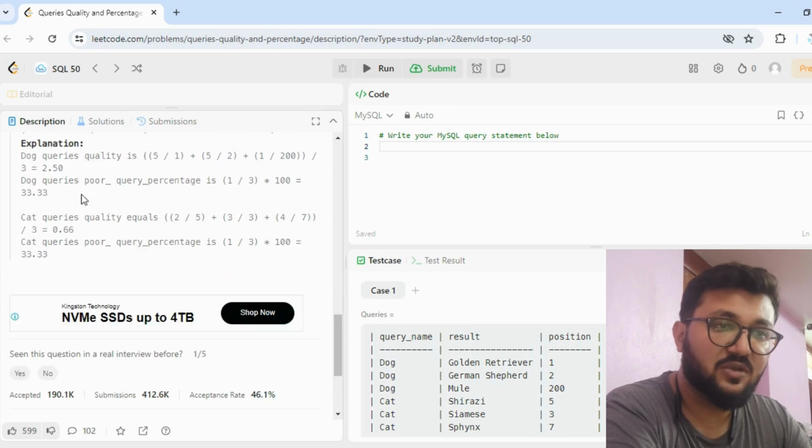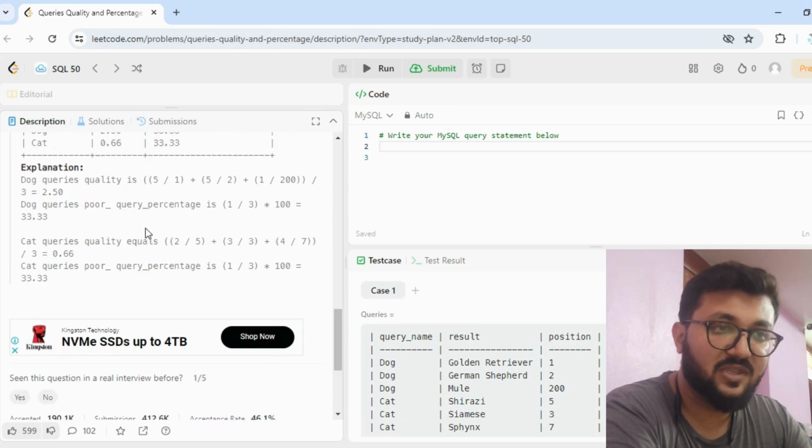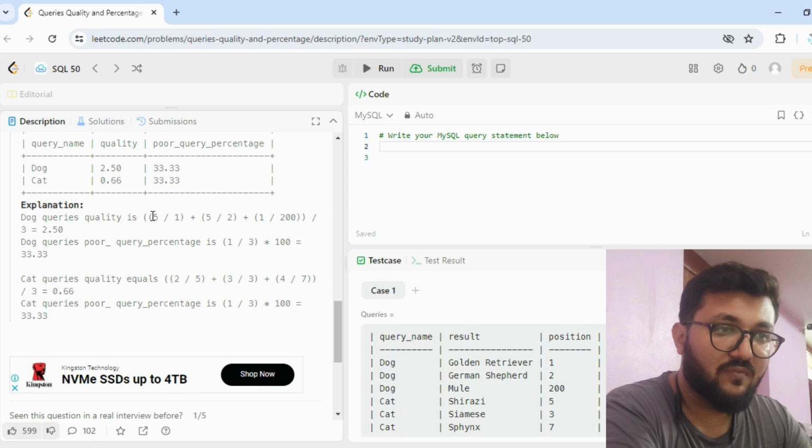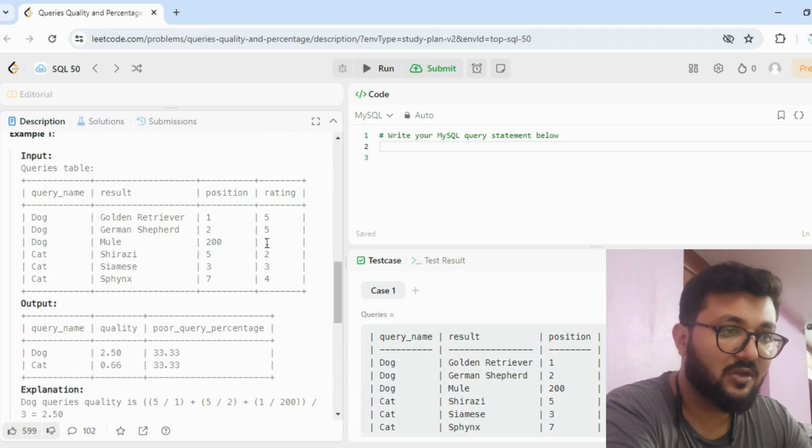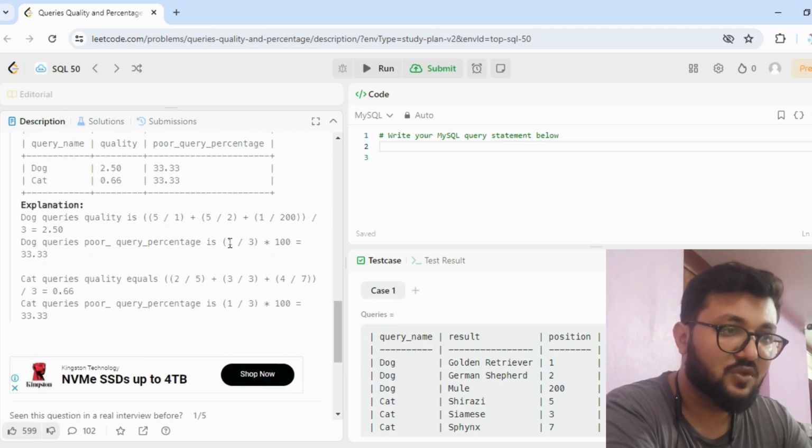Now see the explanation given in the question. For quality, 5 by 1 is the ratio, and the second is 5 by 2. They take the average over all three ratios, dividing by 3 because there were three dog rows, so it comes to 2.5. Similarly for the poor query percentage, only one rating is below 3, so it is 1 by 3 into 100. The same situation applies to the cat also.